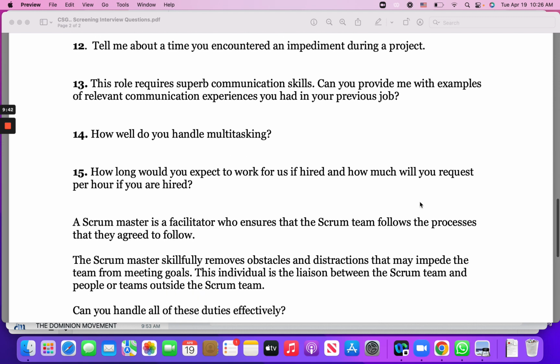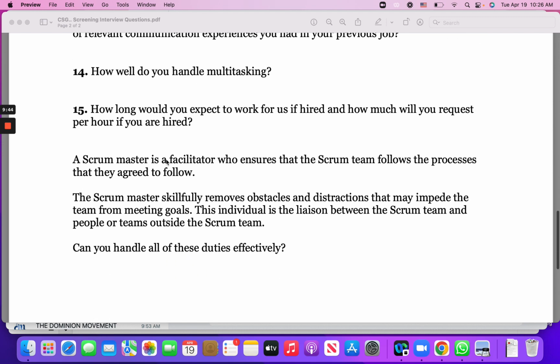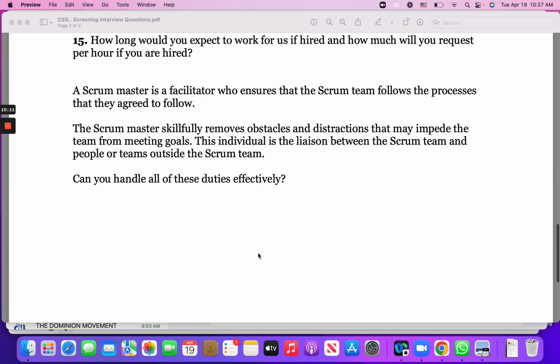Okay. Now, a Scrum Master is a facilitator who ensures that the Scrum team follows the process that they agreed to follow. The Scrum Master removes obstacles and distractions that may impede the team from meeting their goals. This individual is a liaison between the Scrum team and the people and teams outside the Scrum team. Can you handle all of these duties effectively? Yes, I can handle it.